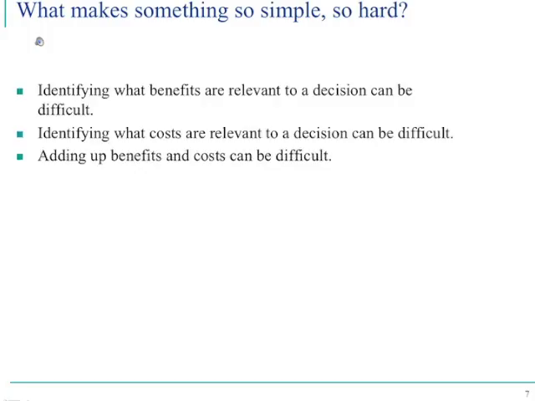Let's put the criticism of the rational individual assumption aside. Let's go back to the textbook. Here we are. Let's try to compare costs and benefits. First, we need to identify the costs and benefits and add them up to compare.